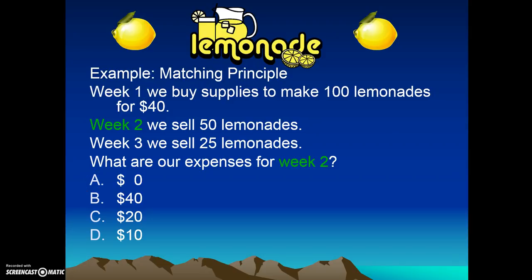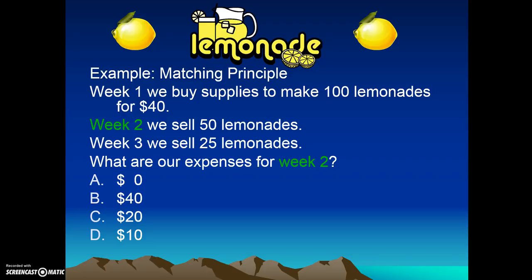In week 2, we sell 50 lemonades, so we use up half of those supplies that we bought in week 1. Half of the supplies. Remember, all the supplies cost us $40. We've used up half of them to make 50 lemonades. So what are our expenses for week 2? $20. Absolutely. $20 is the correct one.